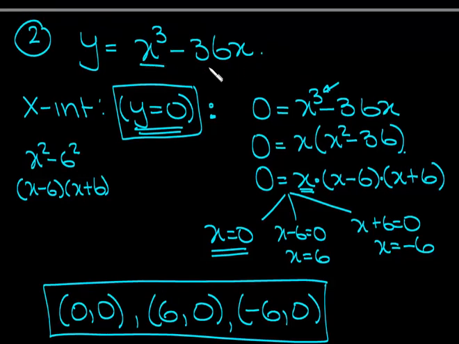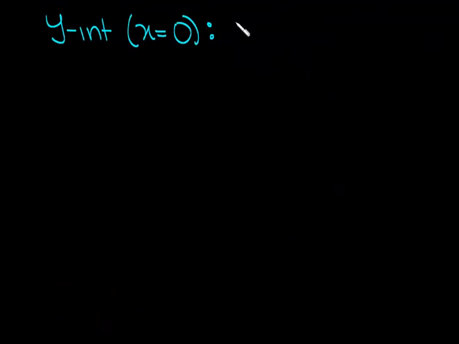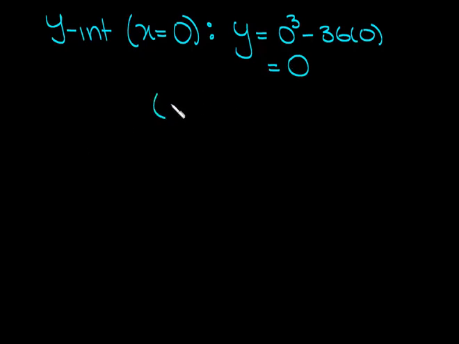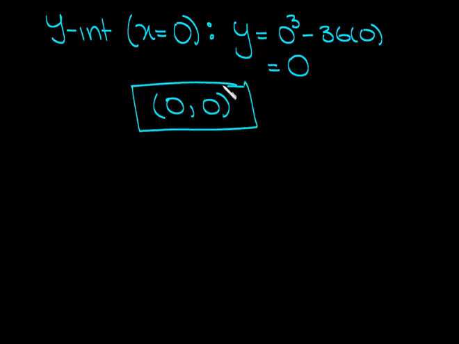Now that we found the x-intercept, we have to find the y-intercept. So let's do that. To find the y-intercept, what do we do? We set x to 0. So in the previous problem, if we set x to 0, we get y is equal to 0 cubed minus 36 times 0. So you just get 0. So in this case, my y-intercept is x is 0 and y is also 0. Okay. So that's how you find the x and y intercepts of a problem.